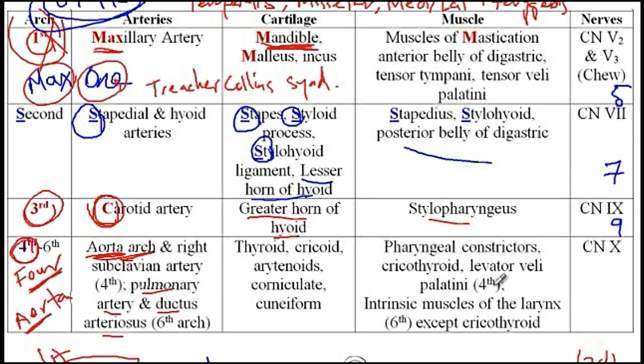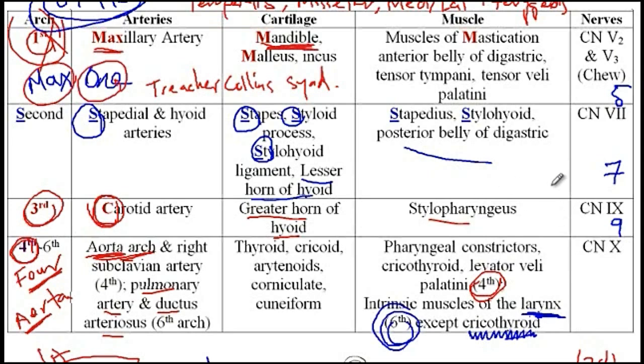And finally, the muscles that are derived from the fourth branchial arch include the pharyngeal constrictors, cricothyroid, and levator veli palatini. As for the sixth branchial arch, all the intrinsic muscles of the larynx are derived from the sixth branchial arch except for the cricothyroid muscle, and that is important.